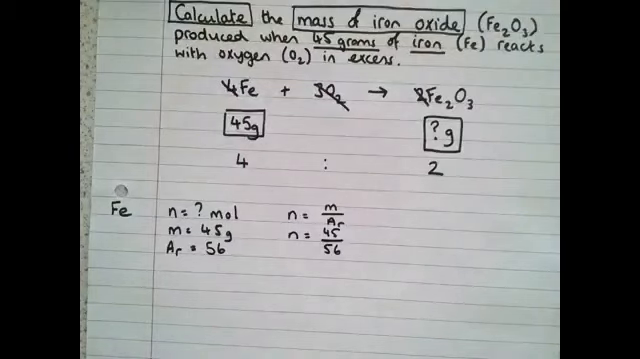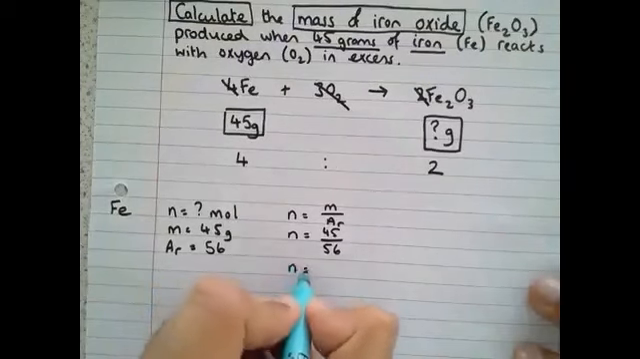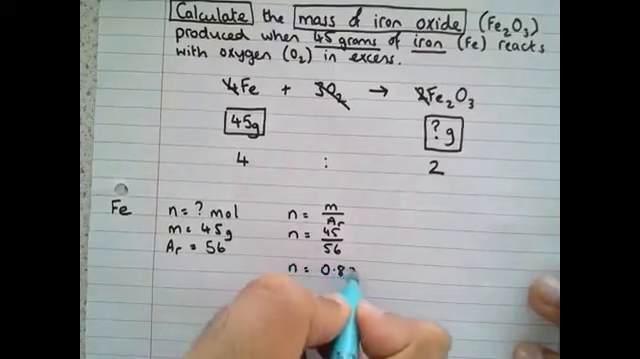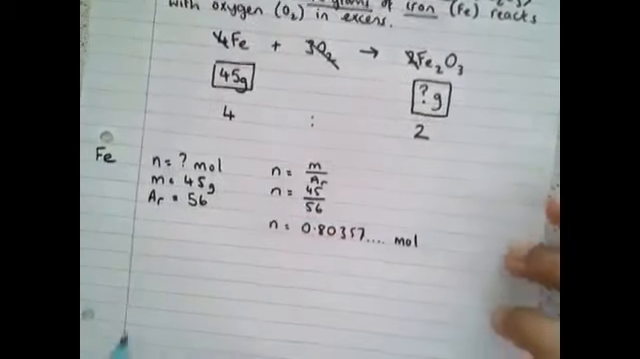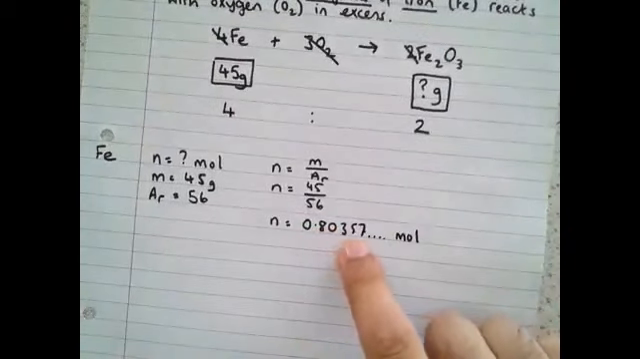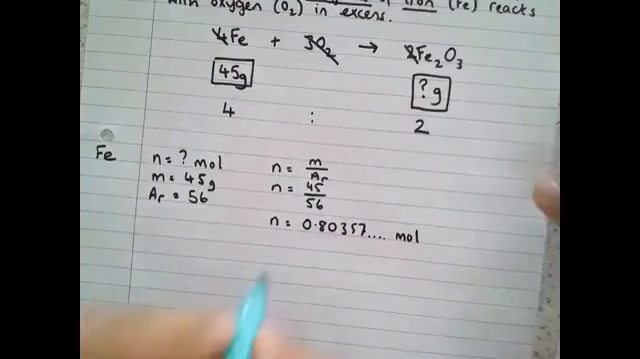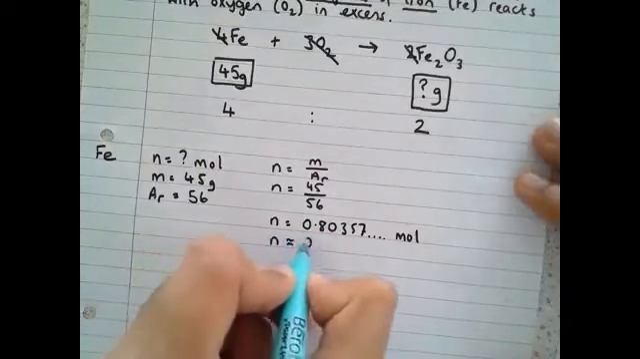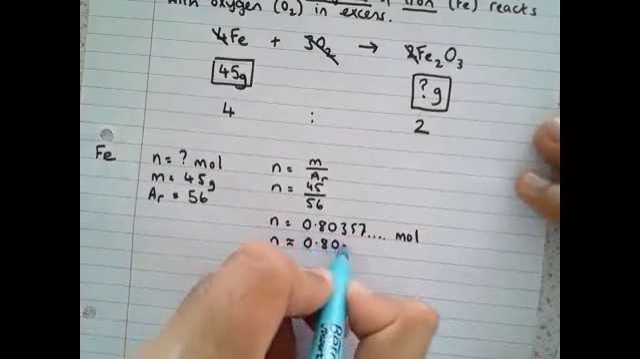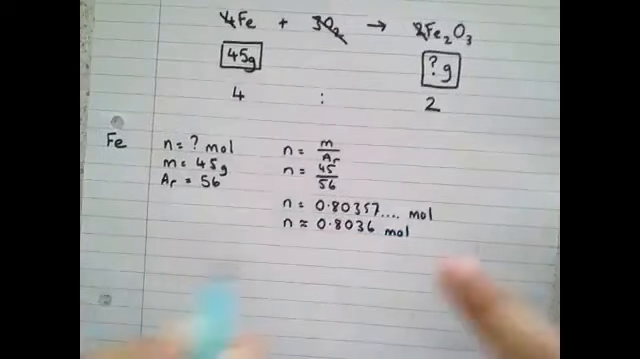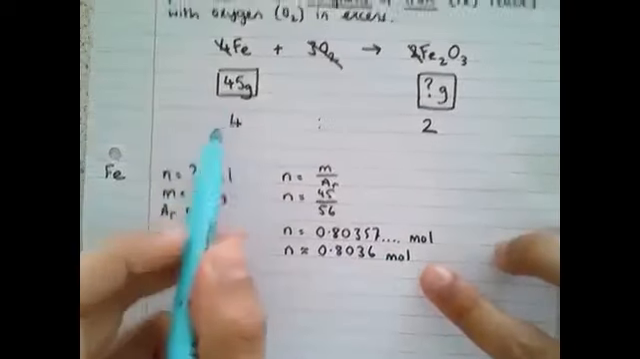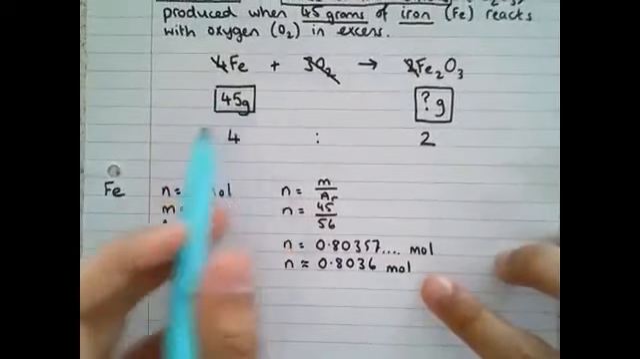Now we can say the number of moles equals mass over the atomic mass, and it is going to be 45 over 56. When we divide that, you get 0.80357. The values continue, but we shall round it off to 4 decimal places, and so 0.8036. So now we know the moles that reacted in that mass.